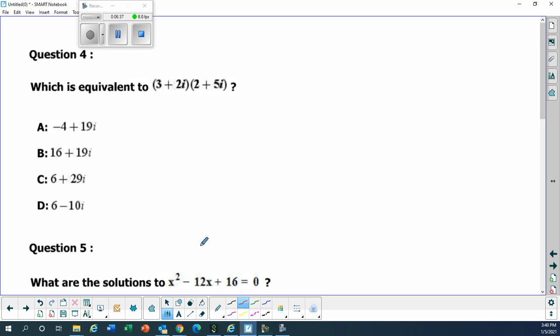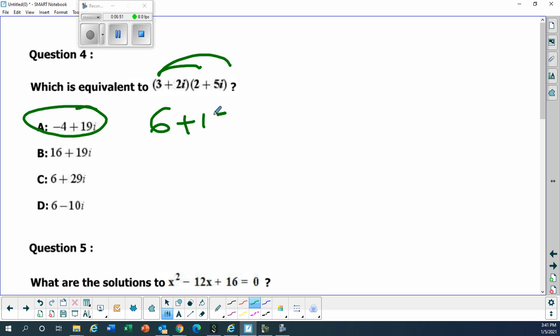So let's say you don't have your TI-84 calculator with you. You don't know what to do. Just do a FOIL, right? This is what we're going to do. 3 times 2 is going to give me 6. 3 times 5 is going to give me 15I, right? And then 2I times 2 is going to give me 4I, right?